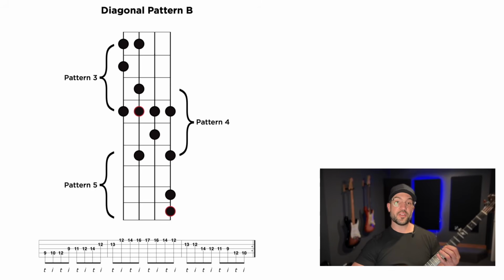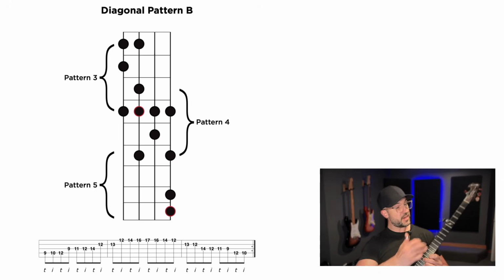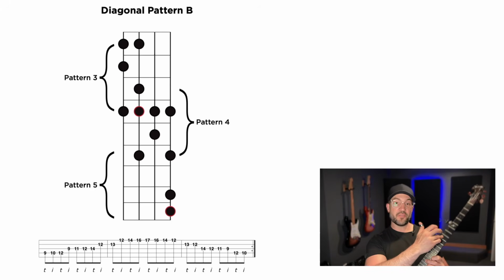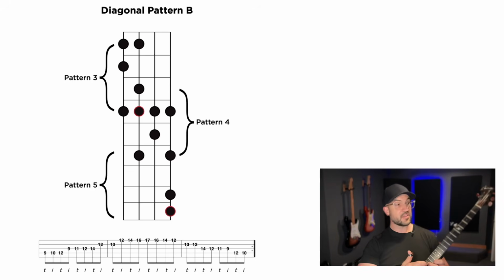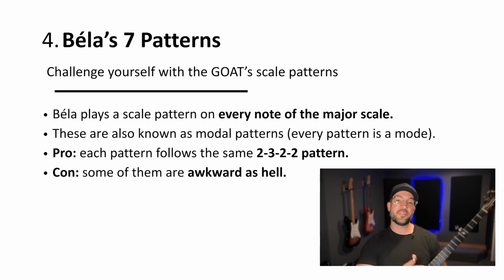I'll start on the 3rd pattern, get up to the 12th fret, shift into the 14th fret, get through pattern 4, and then shift up through the pattern 5. So I go all the way from the 9th fret to the 17th fret. So that covers a lot of ground, and it gives you also a very playable way to flow through the patterns. And finally, we'll talk about Béla Fleck's 7 patterns.